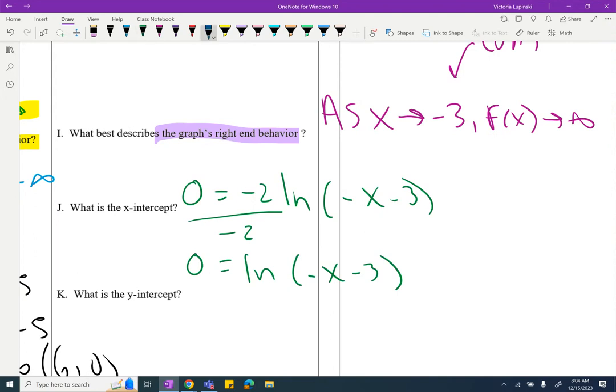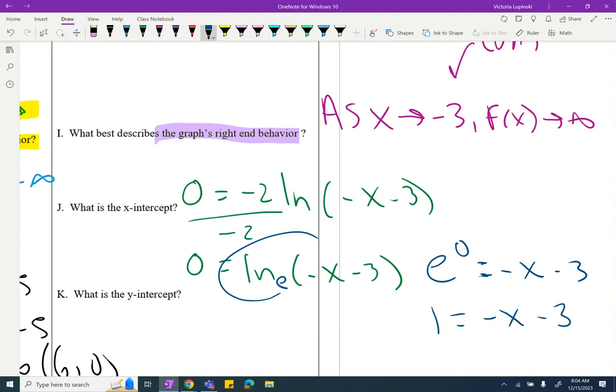The base of an ln, of course, is e. The stuff in parentheses has to stay there, so don't do anything to that. When you have no more algebra to do, you can either exponentiate both sides or do the loop. So e to the 0 equals -x minus 3. Anything to the 0 power is 1.